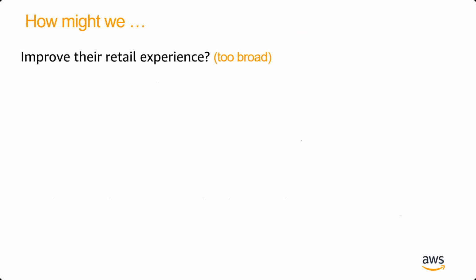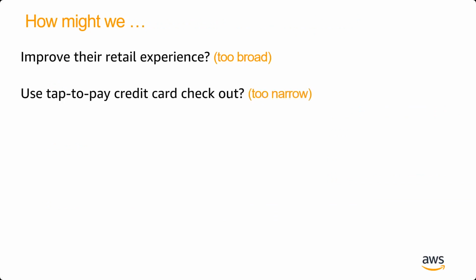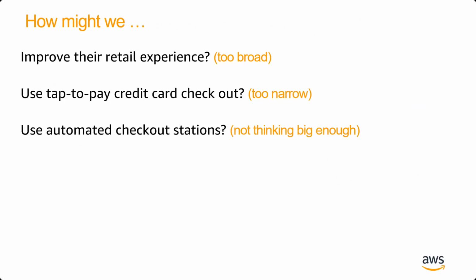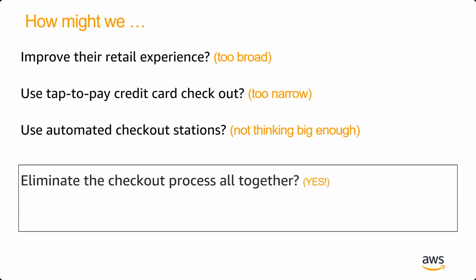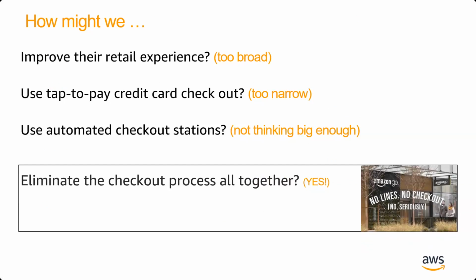Then they tried to solve it. How it started: they thought that improving the retail experience is too broad, and paying by credit is too narrow. They were not thinking big enough when they wanted to check out. The solution they thought of is to eliminate the checkout process. And this started the process of working as the Amazon Go.